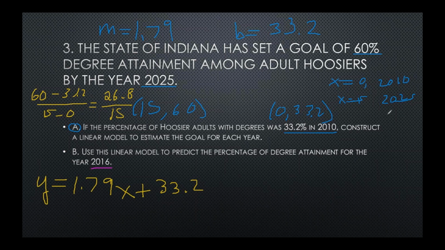We're talking about the year 2016. So you say, okay, over here, how does 2016 compare to 2010? Well, it's 6 years later, so x is 6. So if I plug 6 in for x, 1.79 times 6 plus 33.2, what would we predict?